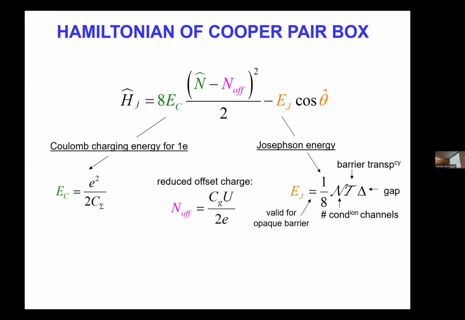N is the number of Cooper pairs in the island. And its conjugate variable is the phase angle, the phase difference of this island with the rest of the circuit. And okay, so you have the Josephson energy, which is related to the gap by this formula here.